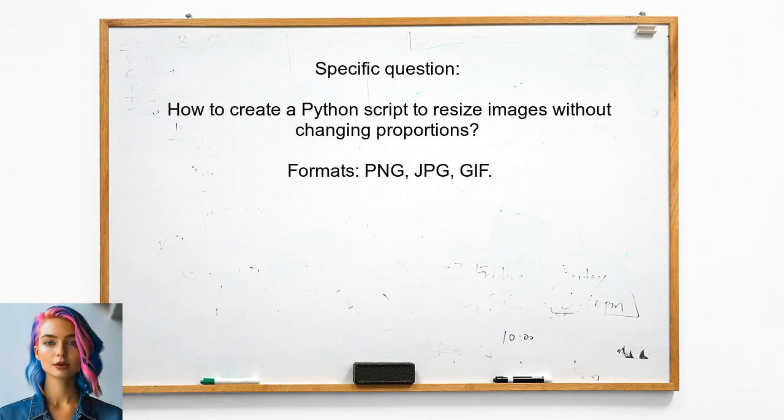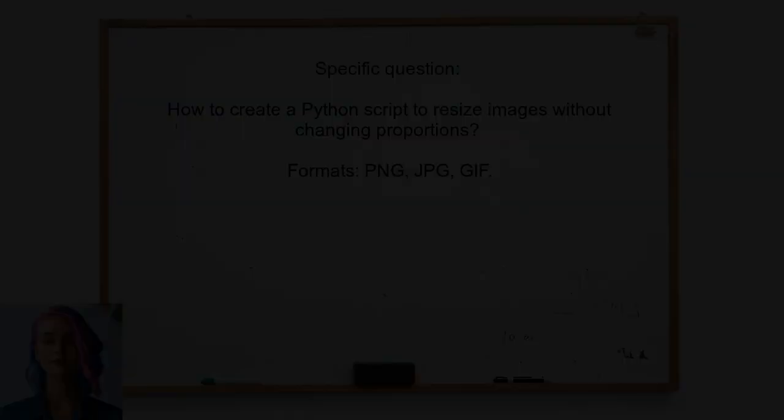Here's the specific question we're addressing. One user asked how to create a Python script to resize images without changing their proportions, specifically by adding a white background. They mentioned working with PNG, JPG, and GIF formats. Sound familiar? Let's dive into this.